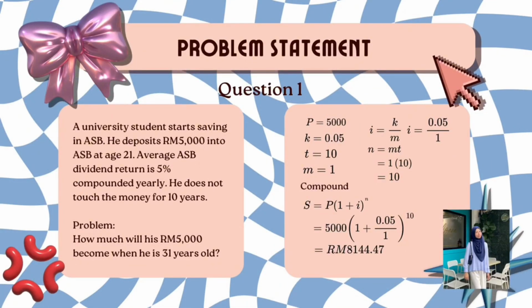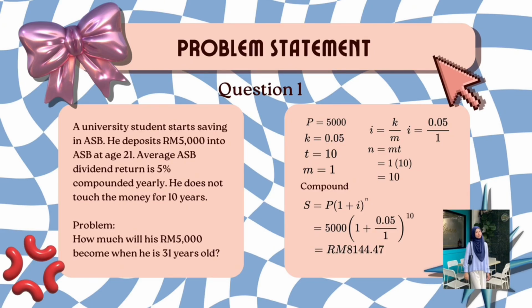Question 1. A university student deposits 5,000 into ASB at age 21. The annual dividend return is 5% compounded yearly. Then he doesn't touch the money for 10 years. So we want to know how much it becomes when he turns 31.